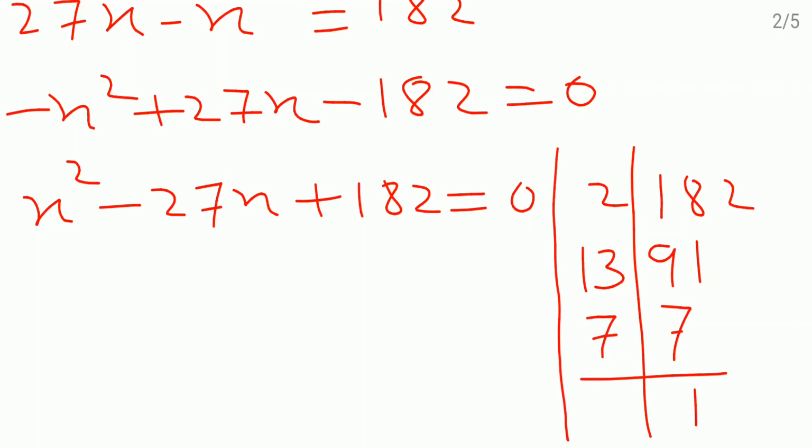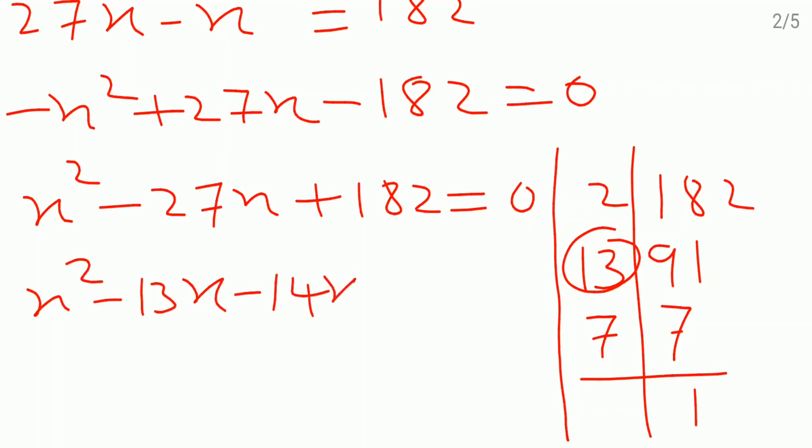Correct. Now here we have to rearrange and get two numbers whose product is 182 and whose sum is minus 27. Correct? So here 13 is one number and 7 2s are 14. Right? 7 2s are 14. 13 and 14. If you add them, you get 27 and their product is 182. So directly I'll write down here x square minus 13x minus 14x plus 182 is equal to 0.